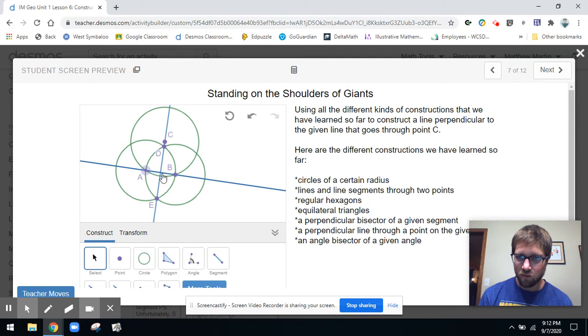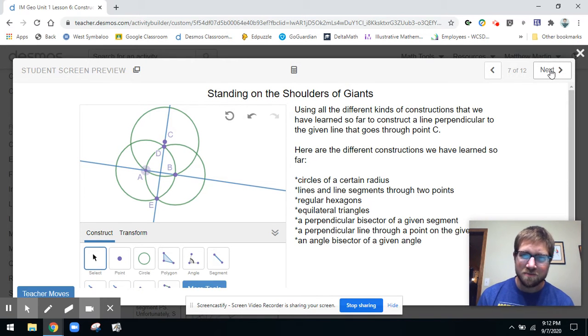Interestingly, part of the reason I knew this would work is because we made this circle to start with. That made C equidistant from both A and B. And remember, we said that every point that is equidistant from 2 points is on the perpendicular bisector of the segment.